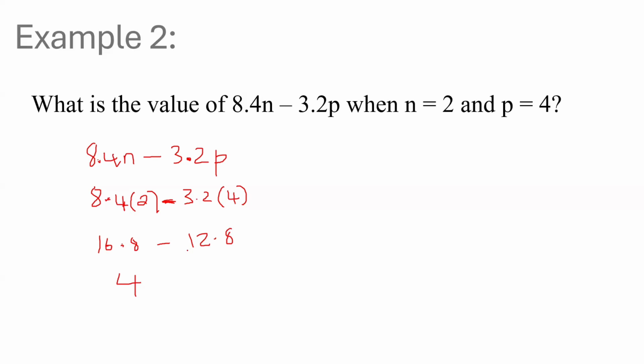So once you know the value of your variables, just plug them into the expression and go ahead and simplify using order of operation. And this is how you evaluate an expression. Once you know the values of your variables, all you need to do is to replace those variables with the actual values and simplify your expression using order of operation.